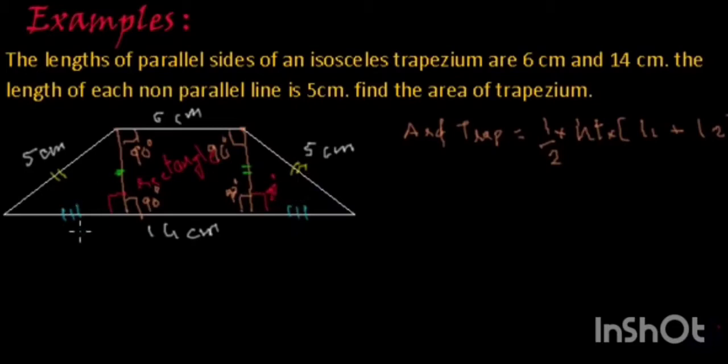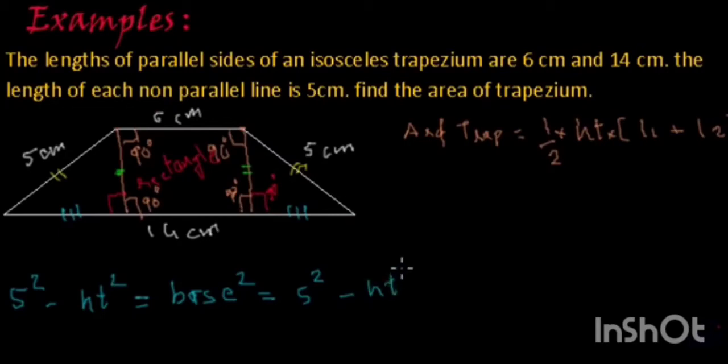Because if we calculate the length of the base in this triangle, it will be 5 square minus height square, which is equal to base square, right? Similarly, if we write for this triangle, in this case also base square is equal to 5 square minus height square. And what is height? Height is actually this side of the rectangle, which is the same in both cases, right? So how much will be the base?